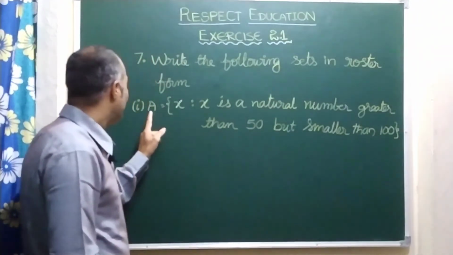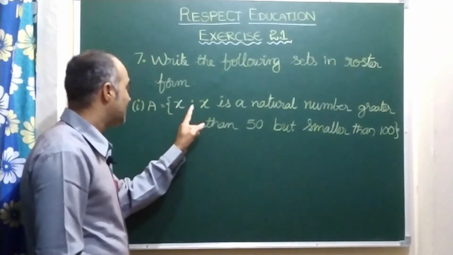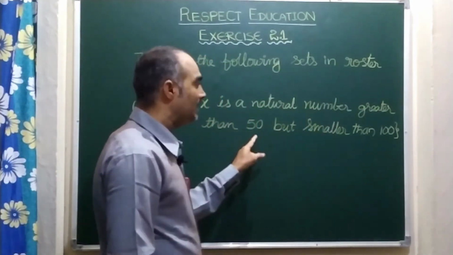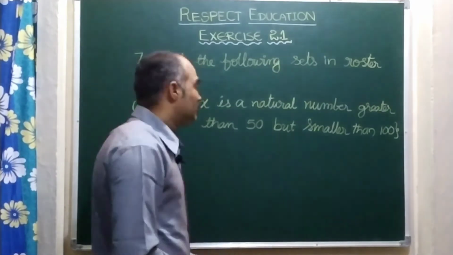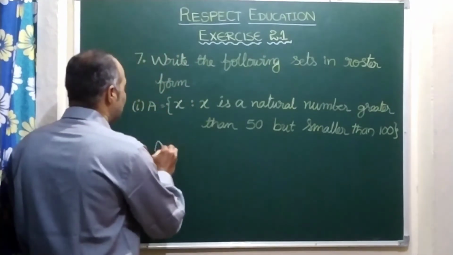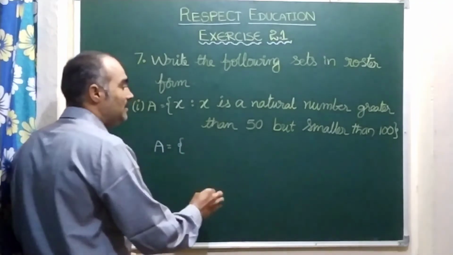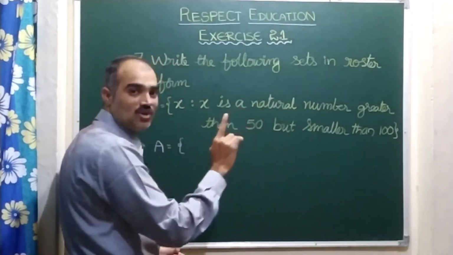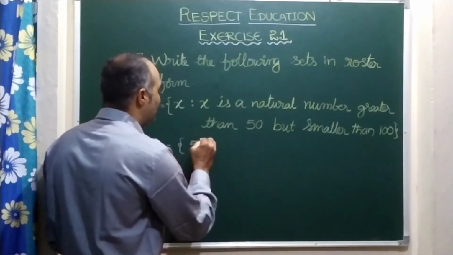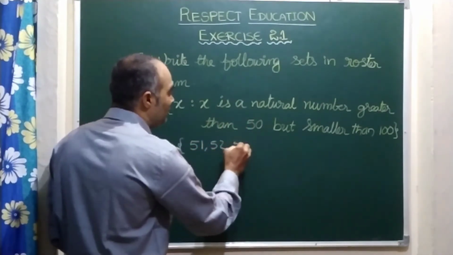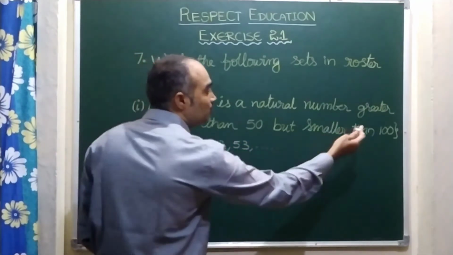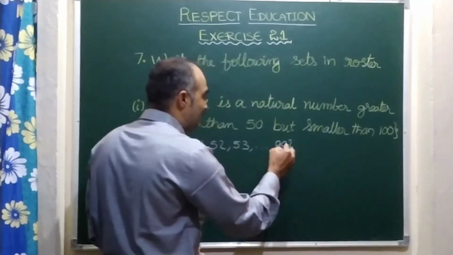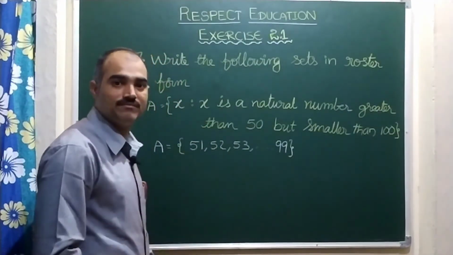In this first bit, capital A is equal to x such that x is a natural number greater than 50 but smaller than 100. So here it's quite easy children, simple. You write the numbers which are greater than 50. So it is clearly greater than 50. So 50 is not to be taken. So we can write here that 51, 52, 53, so on, smaller than 100. So we should write up to 99 only. This is the answer for this bit.